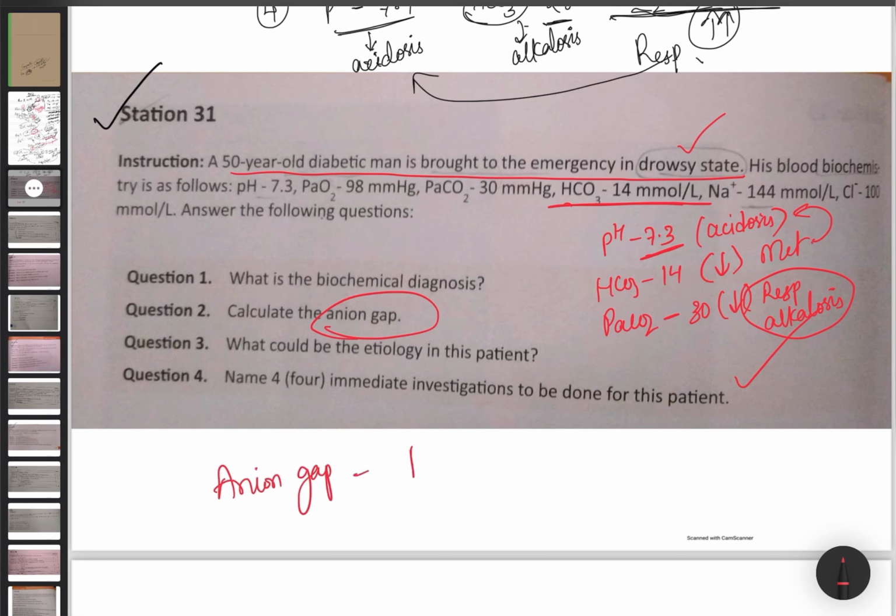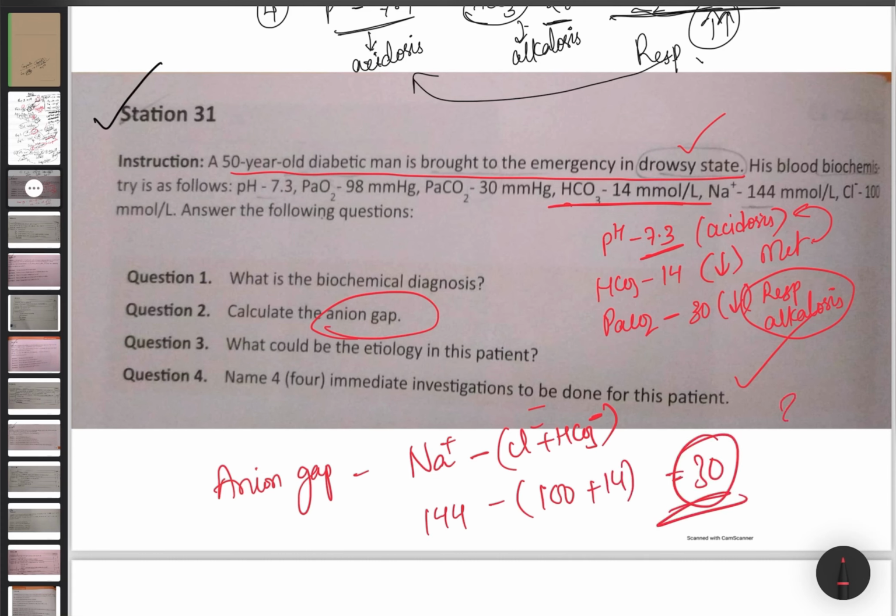There is one more question here. What is anion gap? You should not calculate potassium here, I am telling you beforehand. Anion gap is positive ions minus negative ions. Don't add potassium. Sodium minus chloride plus bicarb, that is, the sum of negative ions subtracted from sodium. The difference between them. Here 144 minus 100 plus 14. The answer is 30. Normal anion gap is 8 to 12. This is 30. So this is high anion gap.